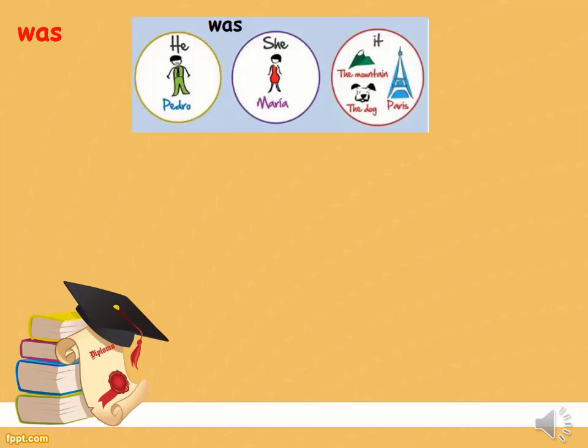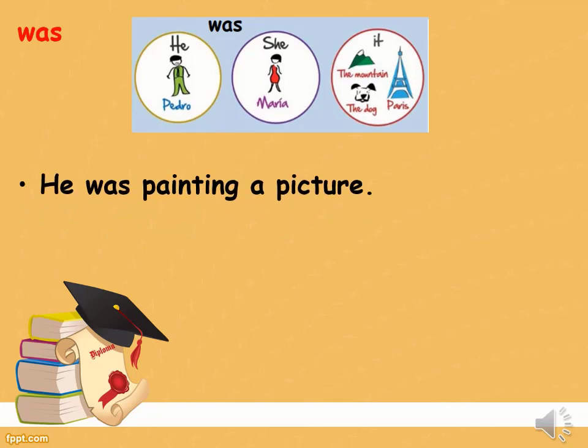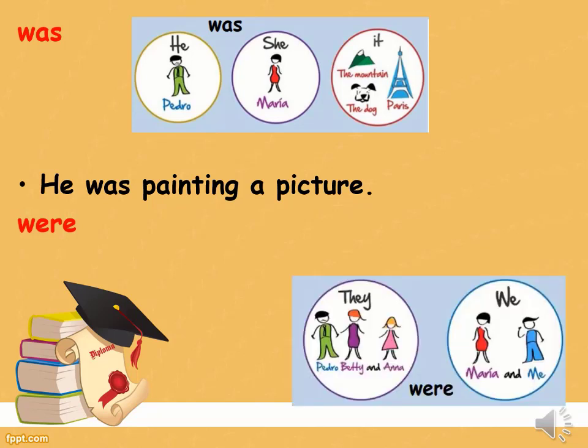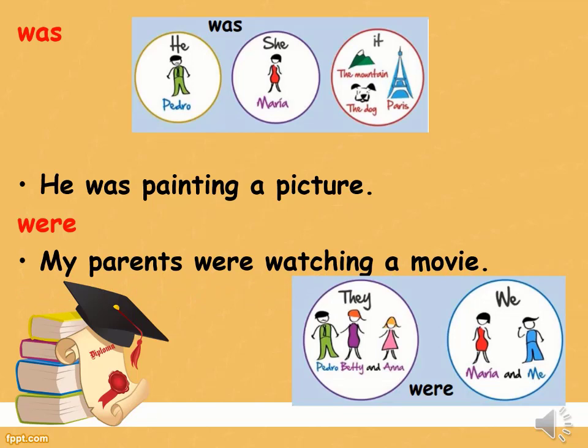Was is used with the pronouns he, she and it. It represents an action which has been done in the past. For example, he was painting a picture. Were is used with the pronouns we, you and they. For example, my parents were watching a movie.